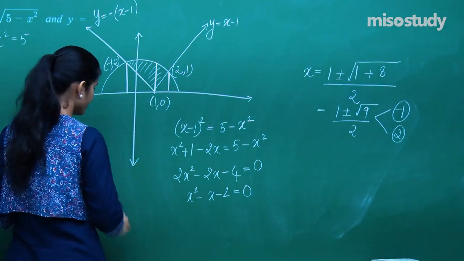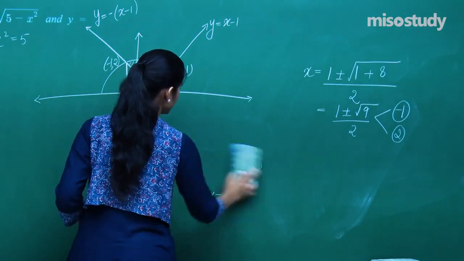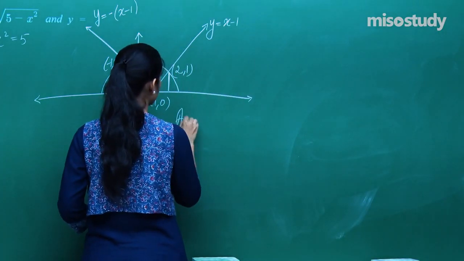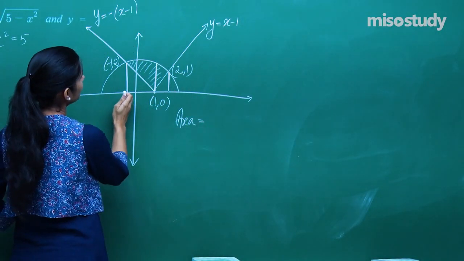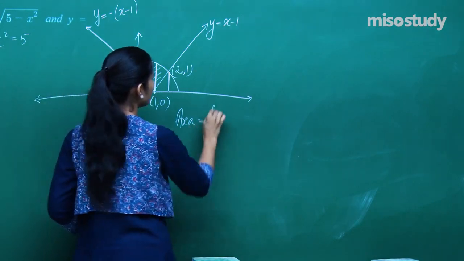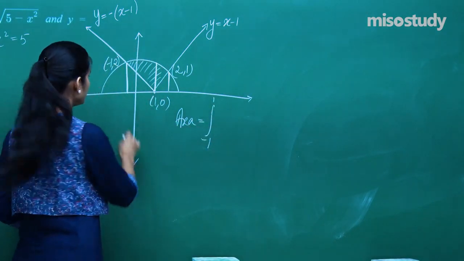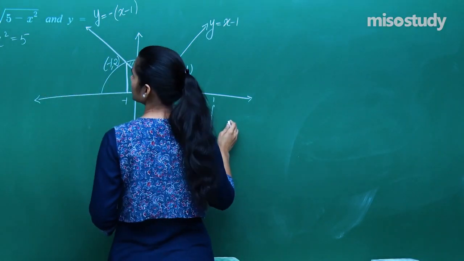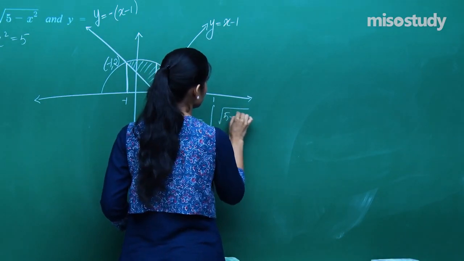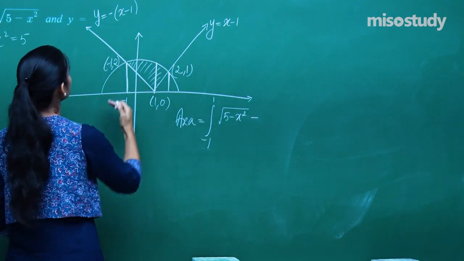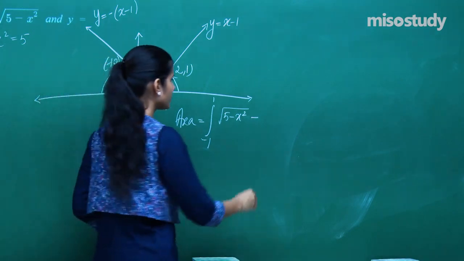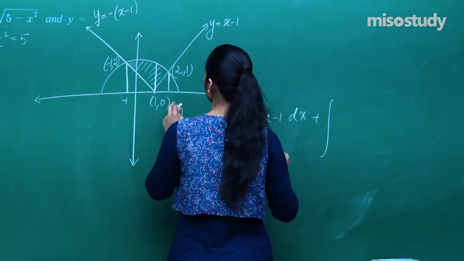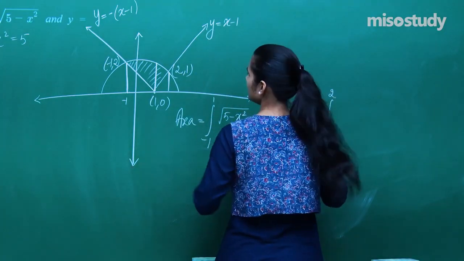Now I am saying my required area will be what? It's very simple now. Area will be from here to here, that means from minus 1 to 1. From minus 1 to 1, it is circle minus the line. So circle is root over 5 minus x square minus of x minus 1, so plus x minus 1 dx plus, then you have from 1 to 2, again circle minus this line.